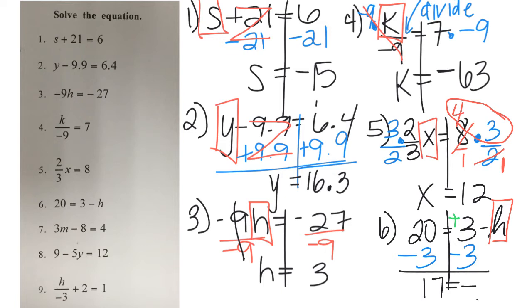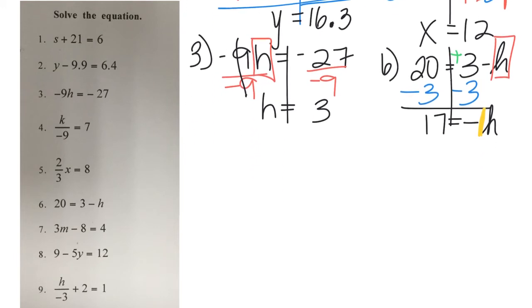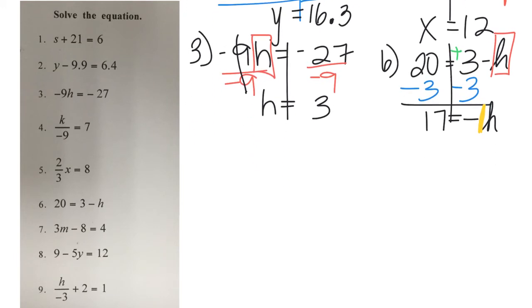equals negative h. And remember, there's always an imaginary coefficient. When there's no number, it's always an imaginary 1. So really I need to divide by a negative 1. So I need to get the h positive, so I'm going to divide by negative 1. And we end up with negative 17 equals positive h.